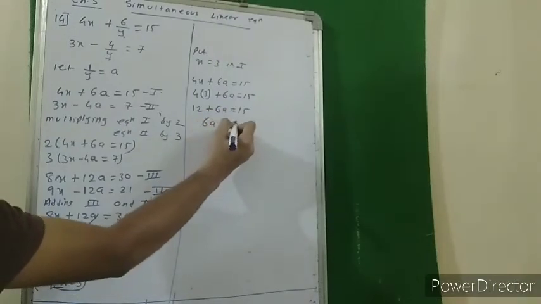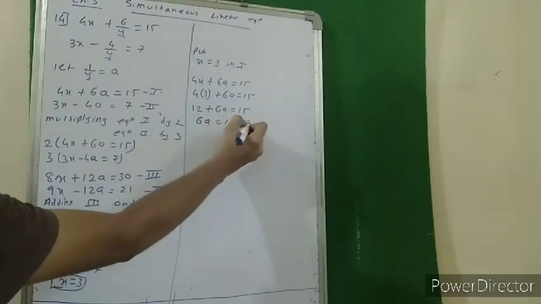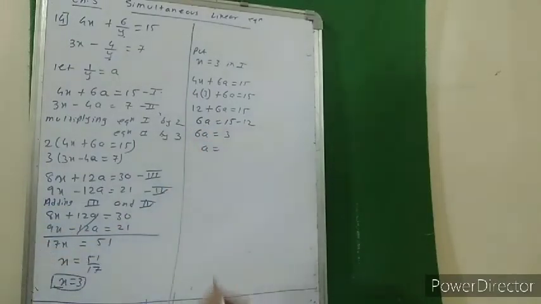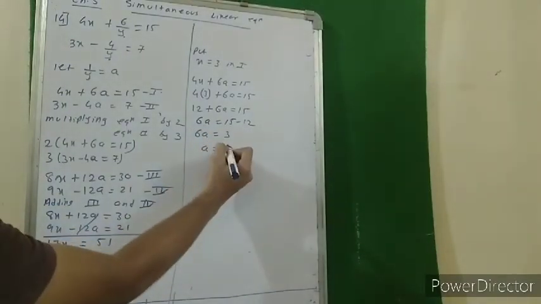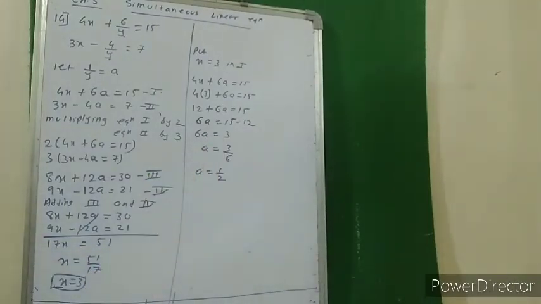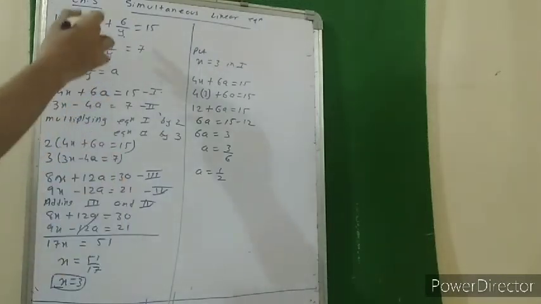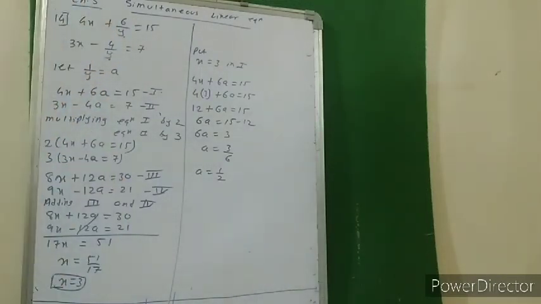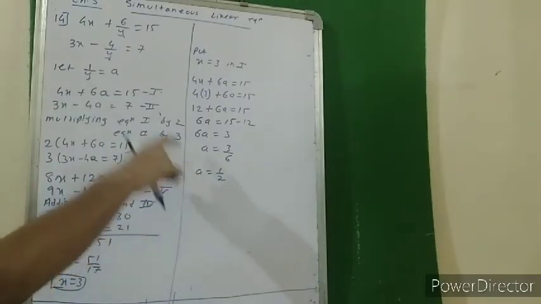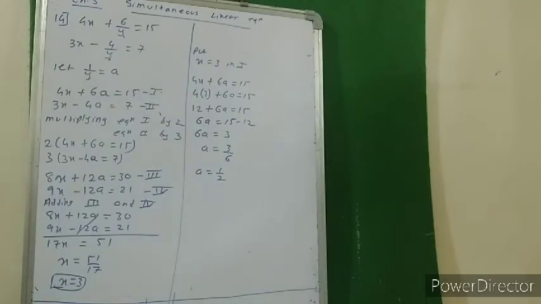6a is equal to 15 minus 12. 6a is equal to 3. a is equal to 3 upon 6. Therefore, a is equal to 1 upon 2. Okay, we have the value of a as 1 upon 2. But in the original question, did we want to find the value of a? No, we were asked to find the value of y.